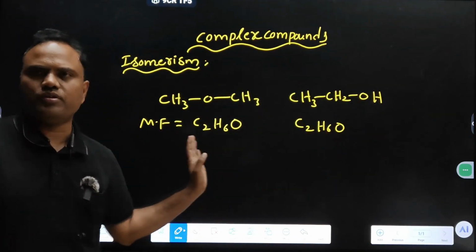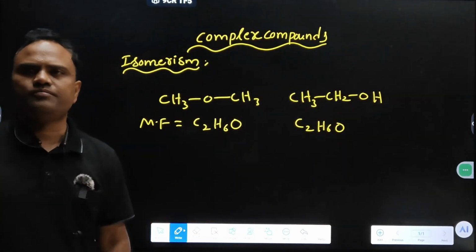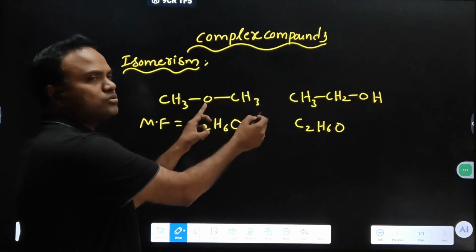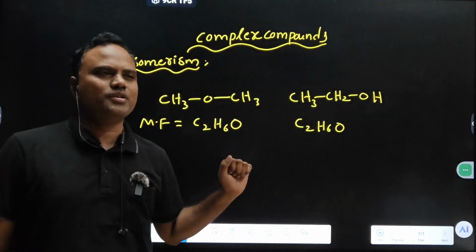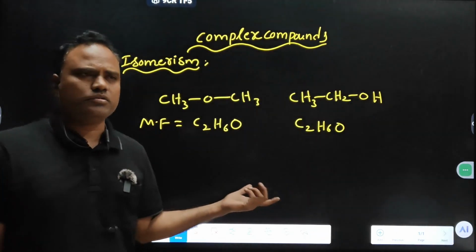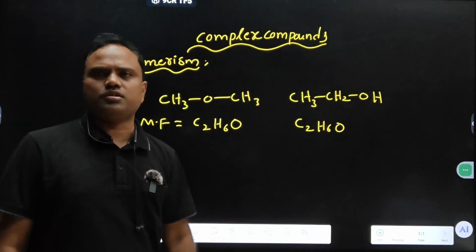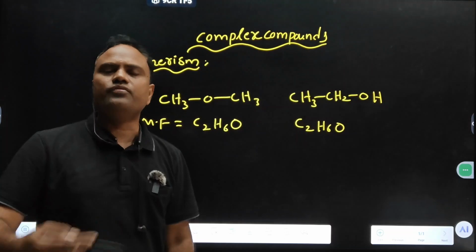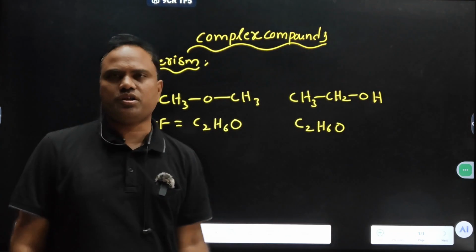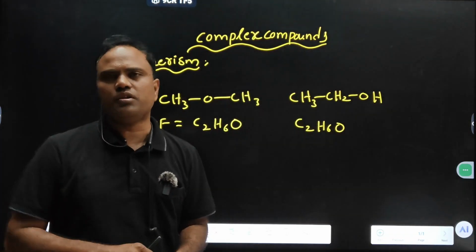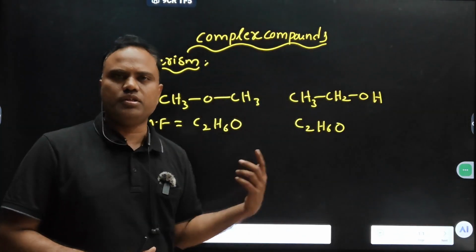Both are having the same molecular formula. But this structure is different and this structure is different. In this structure, one oxygen is connected to 2 carbons, this side 1 carbon, this side 1 carbon. Here one oxygen is connected to 1 carbon only. Structure is different. Different structures. So compounds having the same molecular formula with different structures are called isomers, and the phenomenon is called isomerism. This is in first year. Okay, this definition and this concept.